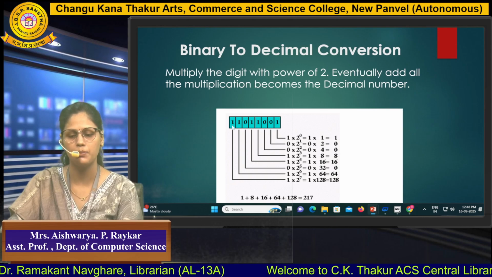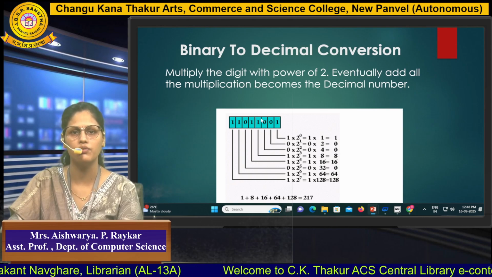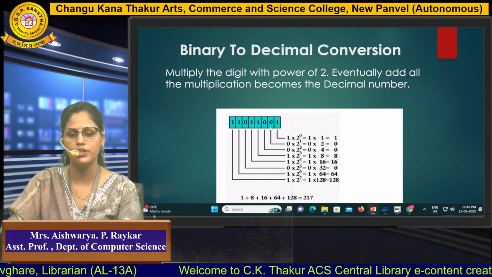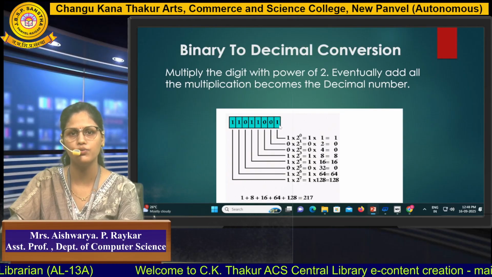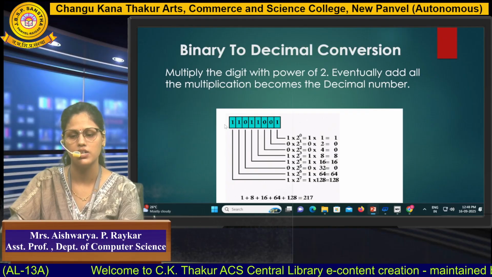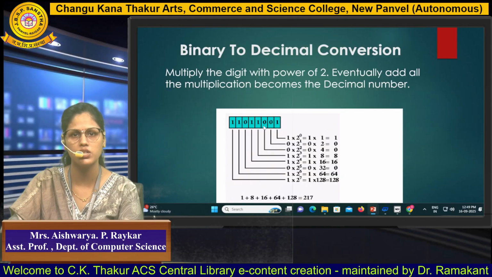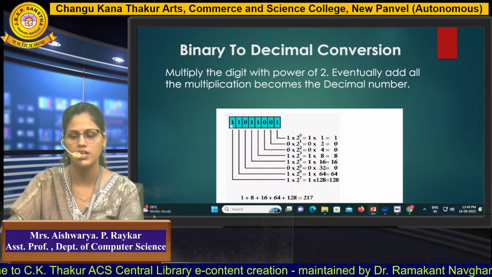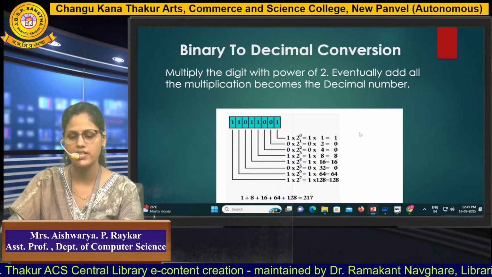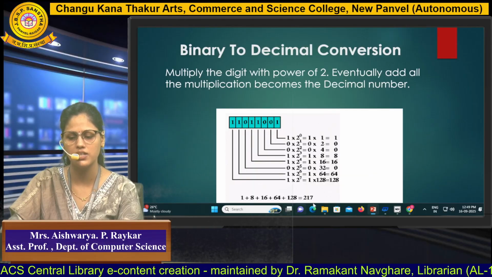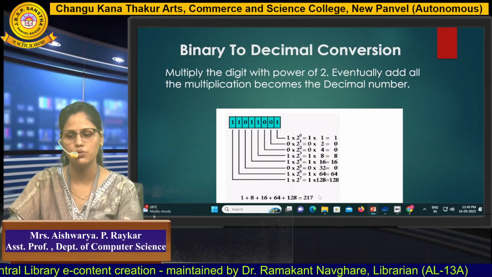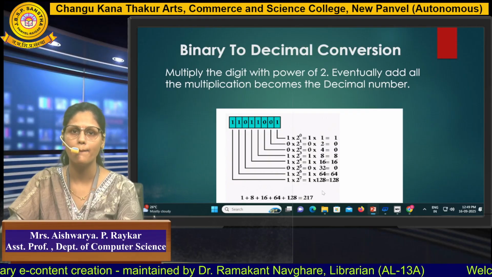See, here the given number is 110110001. So what we will do is start assigning the powers of 2 from the last digit to the first. That is, this is 2 raised to 0, this is 2 raised to 1, 2 raised to 2, 2 raised to 3, 2 raised to 4, 2 raised to 5, 2 raised to 6 and 2 raised to 7. And simply we will finally sum up these things, which gives us 217 to the base 10. So that is our decimal number.